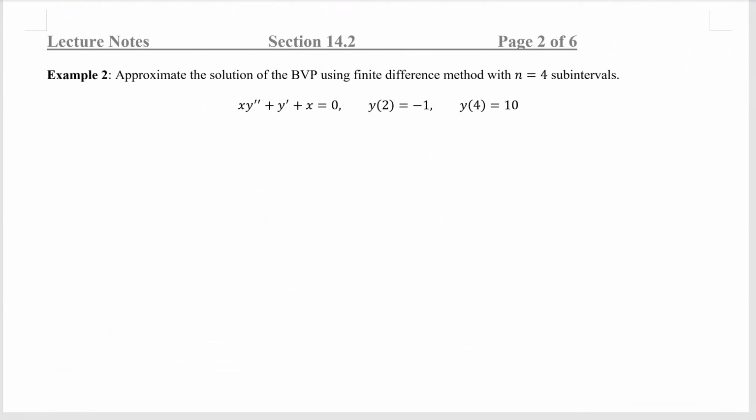Okay, let's continue to look at example 2. Approximate the solution of the boundary value problem using finite difference methods. Keep in mind, if we have an initial value problem, we learned Euler's method and the Runge-Kutta method. But for a boundary value problem, we can just use this finite difference method.